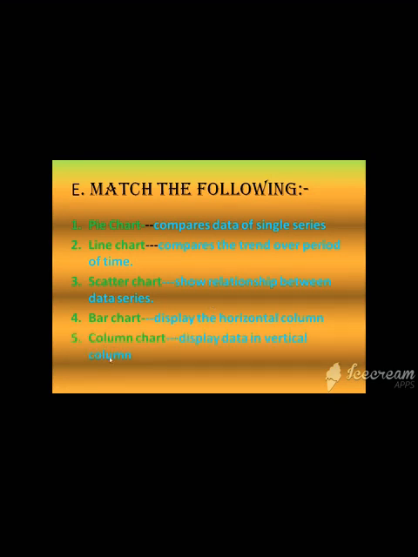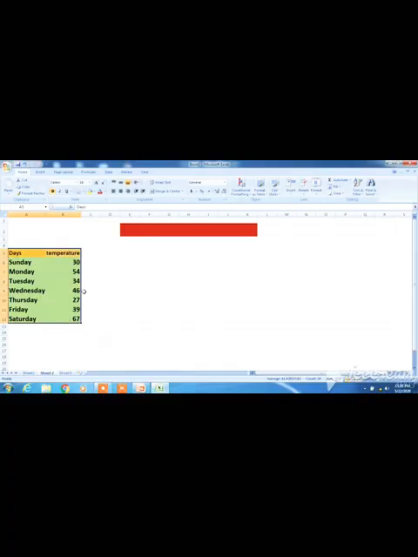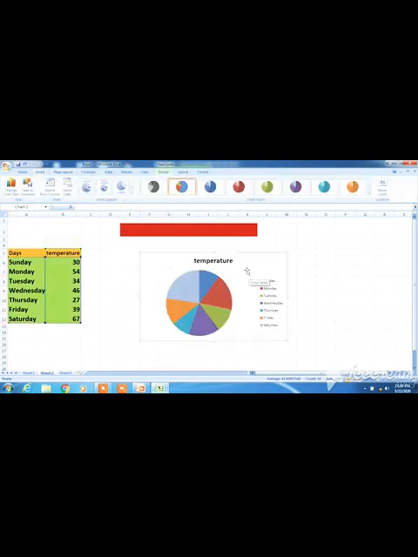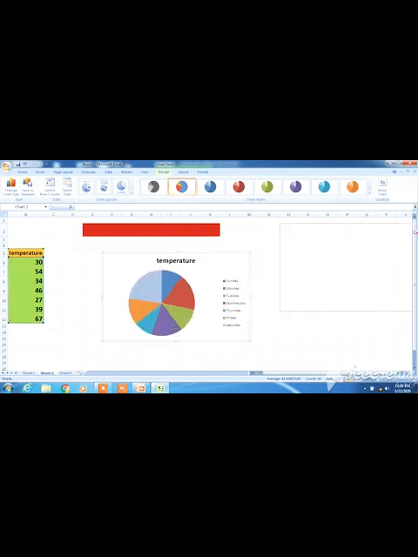Now let's go to the Excel sheet for a very quick recapitulation of all these charts. First, what type of chart was there? Pie chart. Let's see how the pie chart looks for this particular graph where days and temperatures are mentioned. I am drawing a 2D pie, and these are the legends, which show different series of data. Clear?